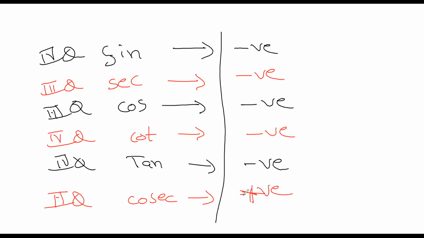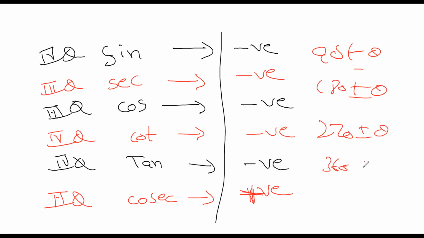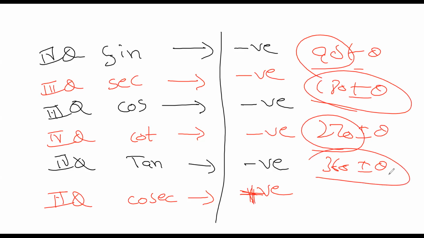So whenever you see, you just have to imagine in which quadrant it is. Then you have to write whether it's positive or negative. Then depending upon whether it is 90 plus or minus theta, 180 plus or minus theta, 270 plus or minus theta, or 360 plus or minus theta. If it is 90 and 270, you have to change sine to cos, tan to cot, secant to cosecant, and vice versa. If it is 180 and 360, you have to write it as it is. The trigonometric ratio will be the same.